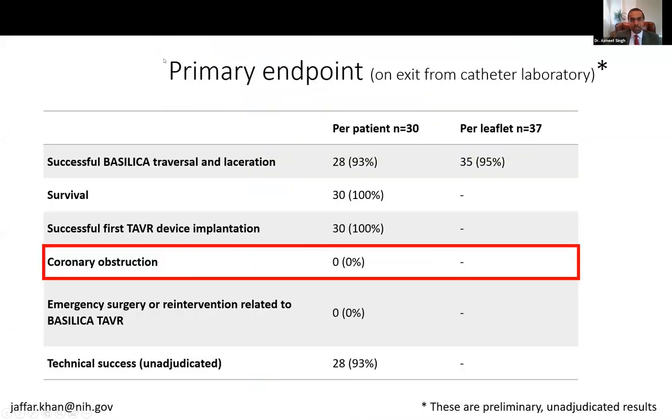The outcomes for this procedure, as it's been described, has been done in a couple hundred patients. In our health system, we've done, I think, 3 cases so far. This is what we know from the outcomes from the group in Washington, that the coronary obstruction happened in 0% of the cases in which BASILICA was performed.